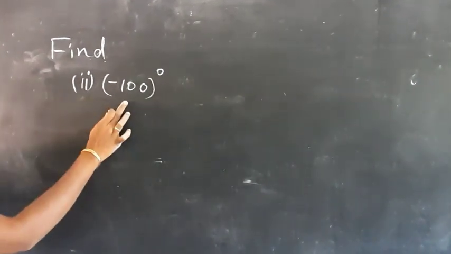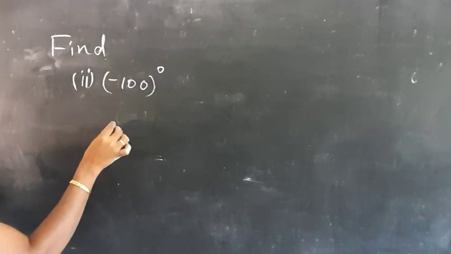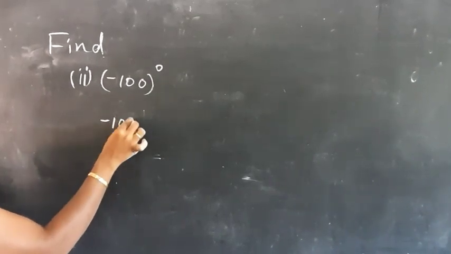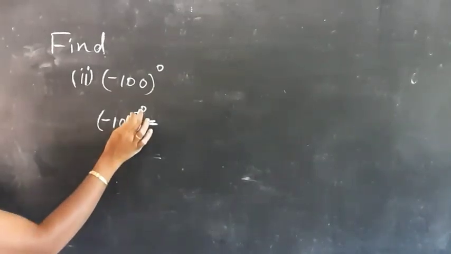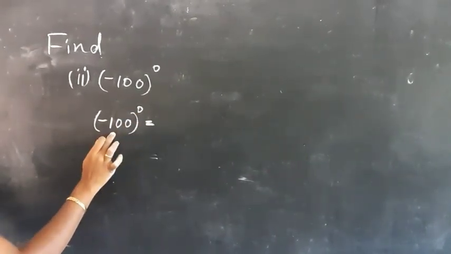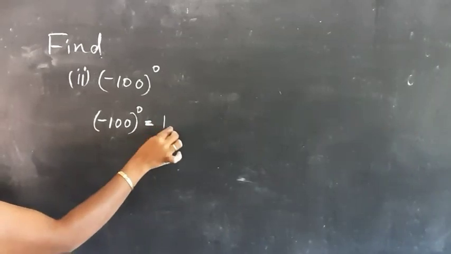Second one, (minus 100) raised to 0. We know that any number raised to the power 0 is 1. So (minus 100) raised to 0 is equal to 1.